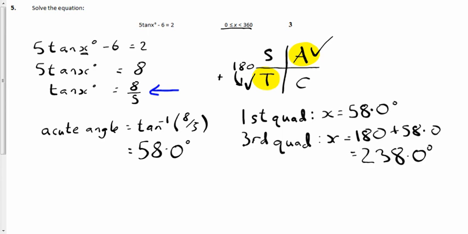238.0 degrees. So, two separate solutions. An alternative method for this would involve drawing the trig graph for tan x, and using symmetry to see where it has the repeated value of 5 over 8. But this method is a lot more straightforward, especially in terms of drawing the tan curve.